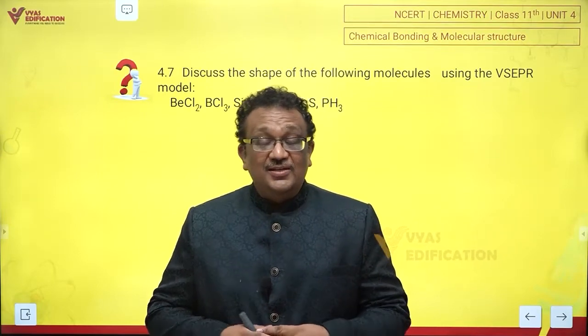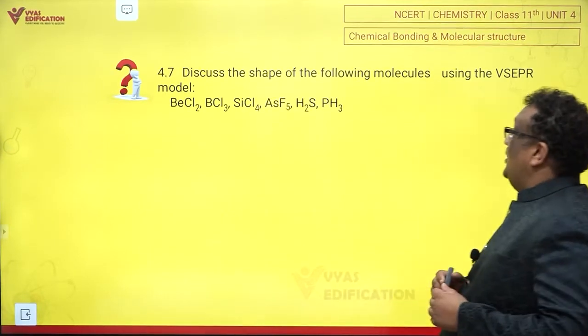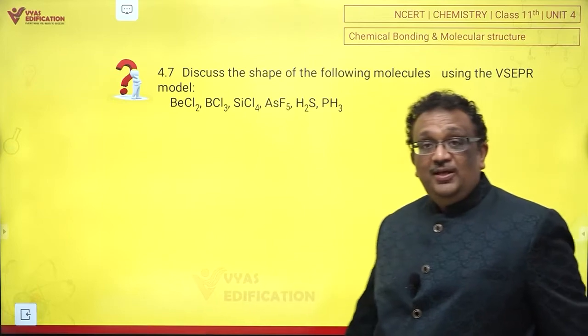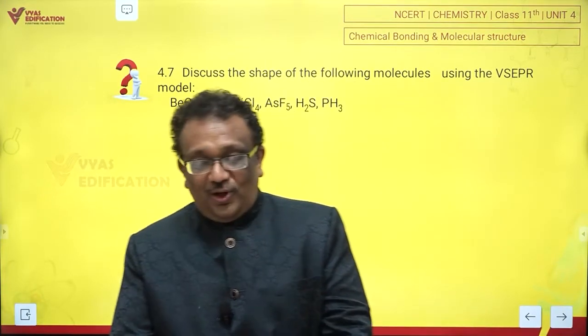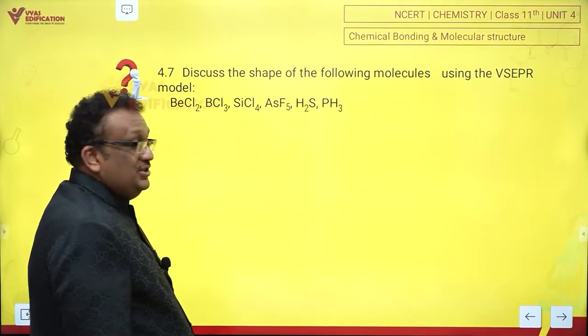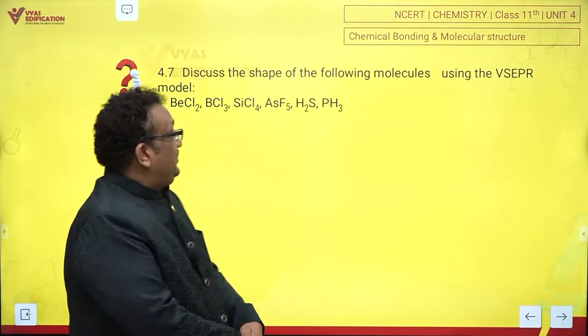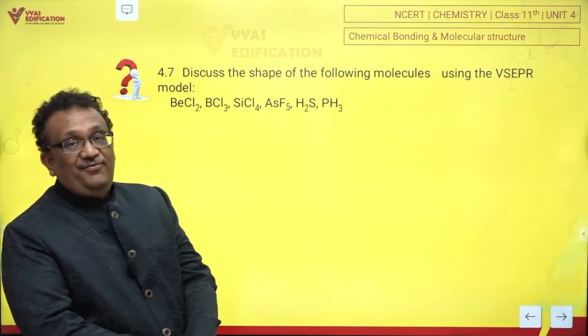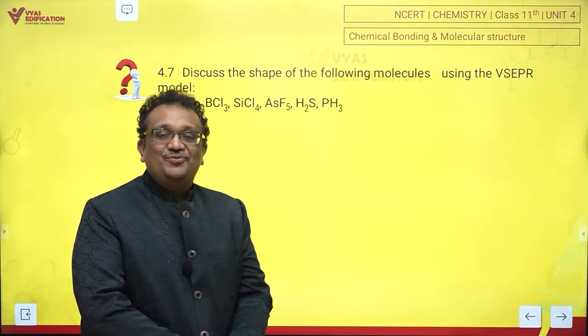And this question says, discuss the shape of the following molecules using the VSEPR model. There are 5 molecules and we have to discuss their shapes according to VSEPR theory. And what do we have? Well, we have BeCl2, BCl3, SiCl4, AsF5, H2S and phosphine.